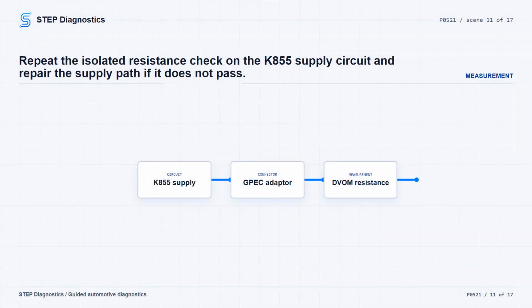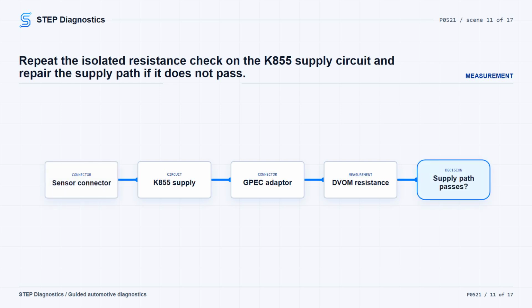Now isolate and check the K855 5-volt supply circuit the same way. Keep the ignition off for the continuity check, isolate the circuit, follow the wiring path, account for meter lead resistance, and use the GPEC adapter rather than damaging PCM terminals. Measure the circuit from the sensor connector to the adapter. If resistance is below 3.0 ohms, continue. If it is not below 3.0 ohms, repair the 5-volt supply circuit for an open or high resistance. Then verify the repair and confirm the code stays gone.